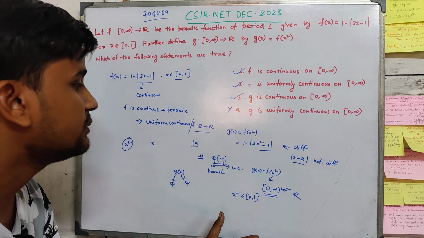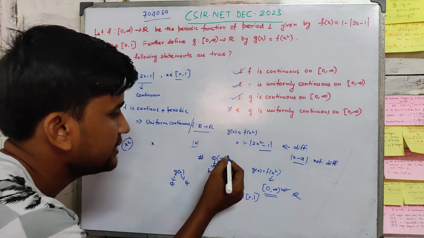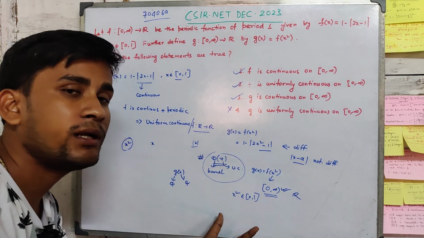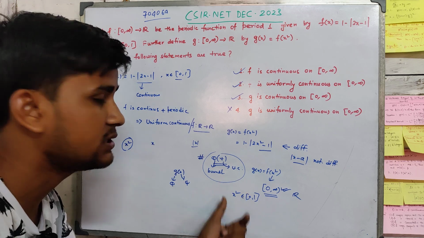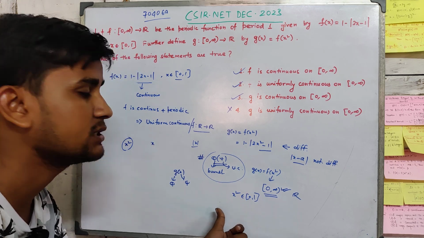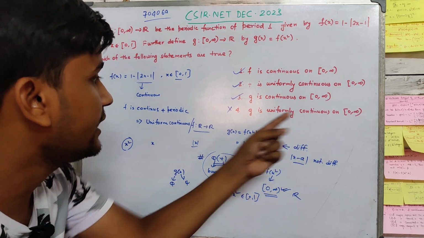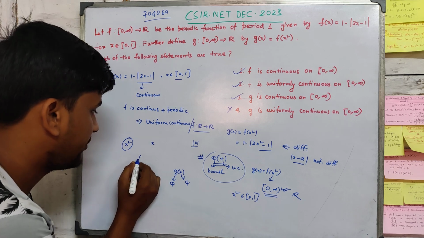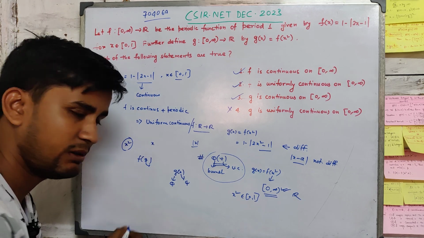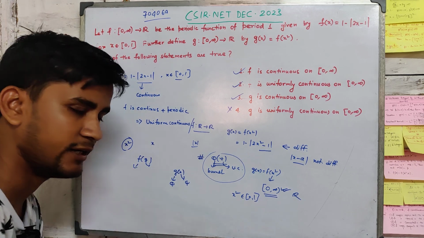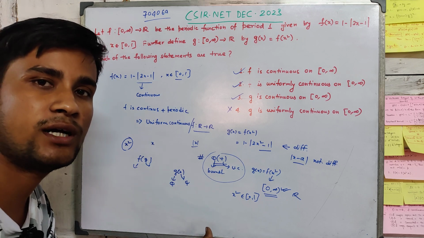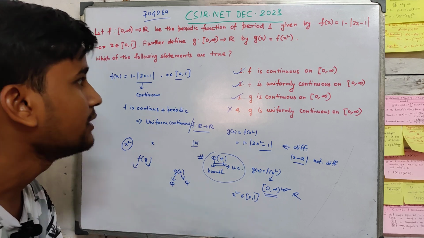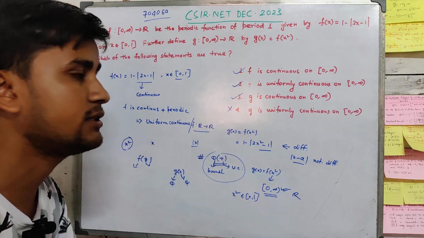So this is the concept behind this question, and also remember that whenever you have to find the uniform continuity of a composition of two functions, suppose f of g, then the function g must be uniformly continuous and f must be bounded. Then the composition of these two functions is uniformly continuous. Okay, so here options 1, 2 and 3 are true.